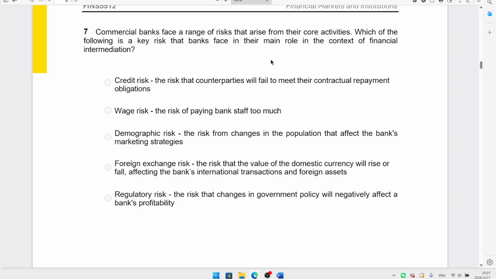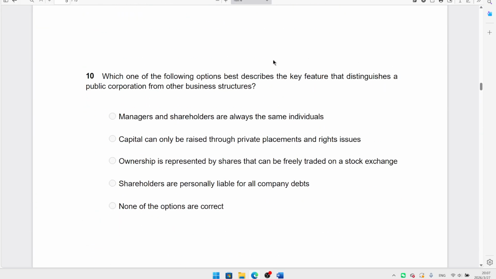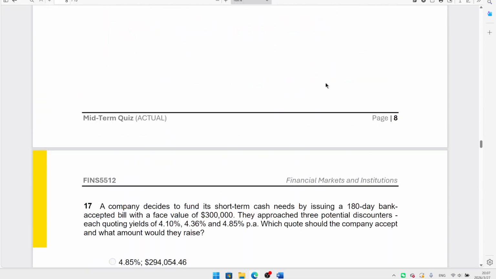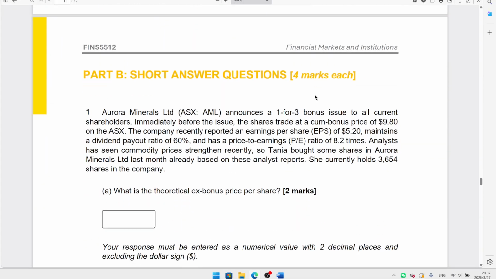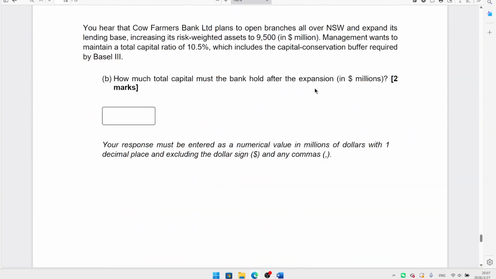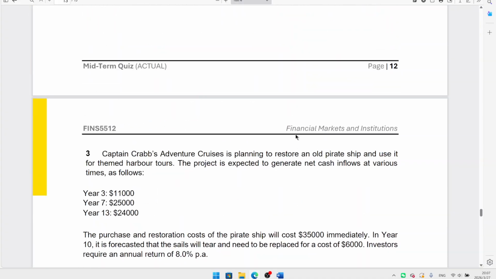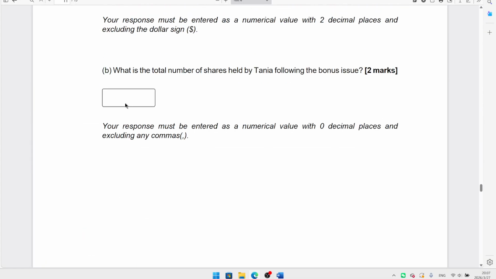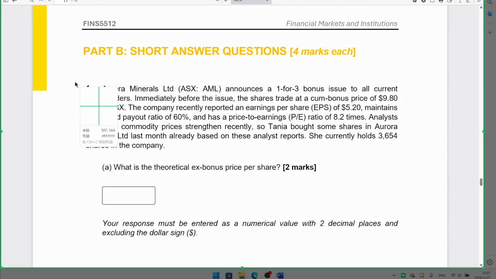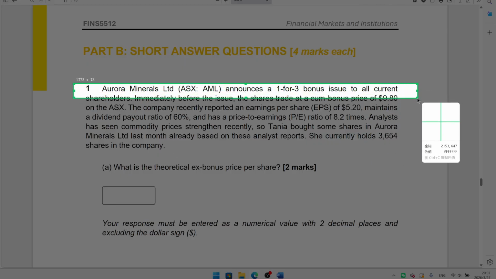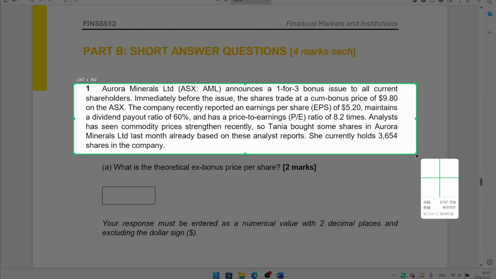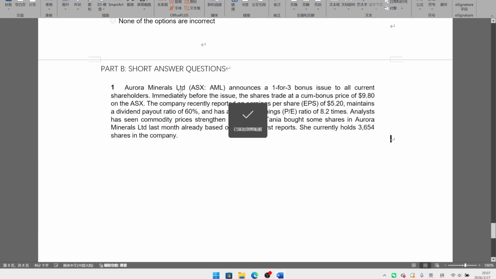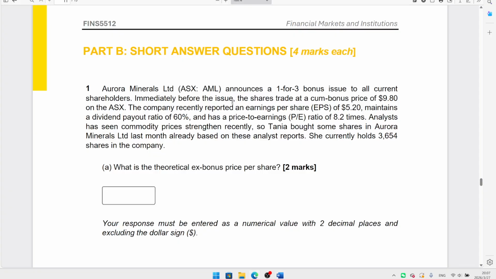I think there are more than 5 questions here. Sorry for that. I just go to the first page: 1, 2, 3, 4, 5. Oh, it's just 4 questions. So the first one is about a bonus issue, and we just need an answer. It's a question about a bonus issue.